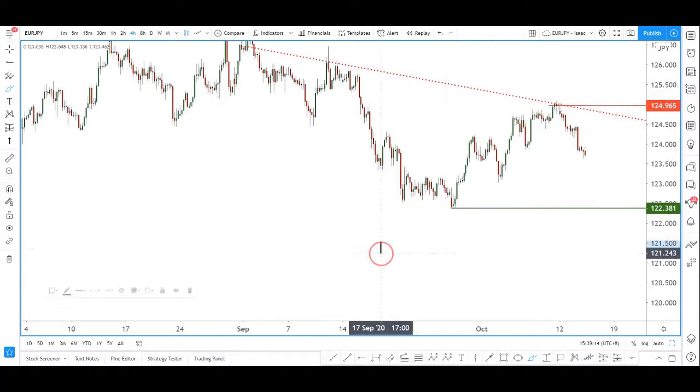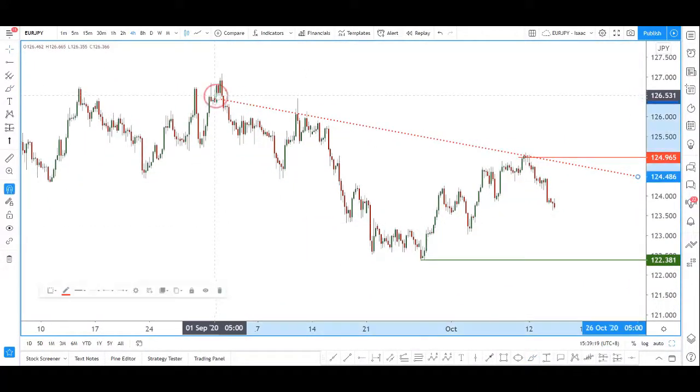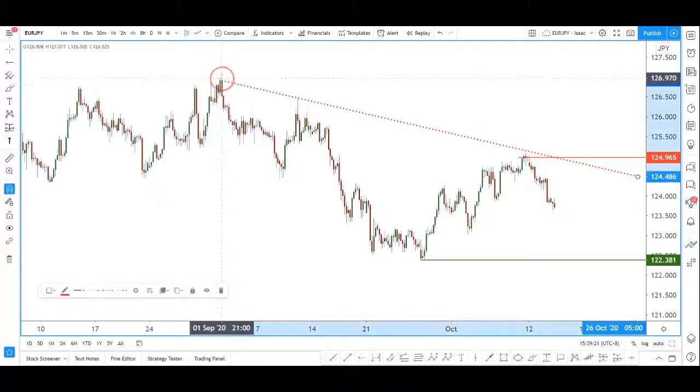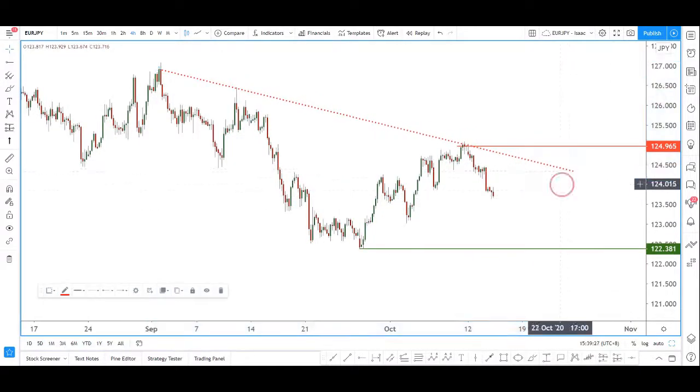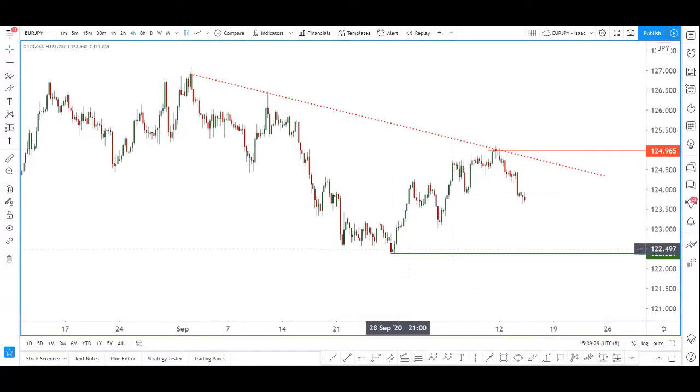So on the 4 hours, I can further tidy up the chart. Let me just clear this. I can further tidy up the chart like that. And we see that price made a push up here and is actually pushing back down. So it's reversing down.